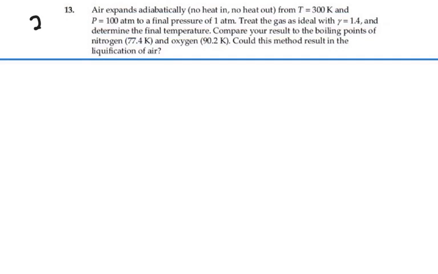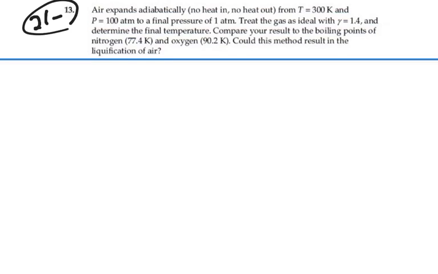Here's problem 2113. Air expands adiabatically, no heat in, no heat out, from a temperature of 300 Kelvin and a pressure of 100 atmospheres to a final pressure of 1 atmosphere. Treat the gas as ideal with gamma equal to 1.4 and determine the final temperature. Compare your result to the boiling points of nitrogen, 77.4 Kelvin, and oxygen, 90.2 Kelvin. Could this method result in the liquefaction of air?